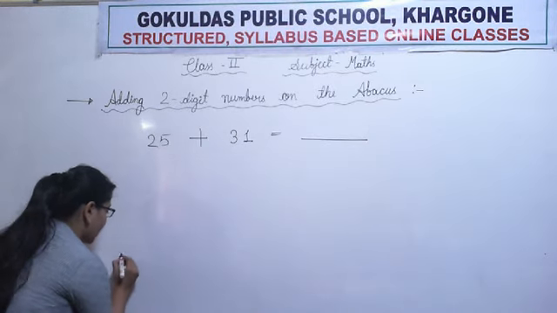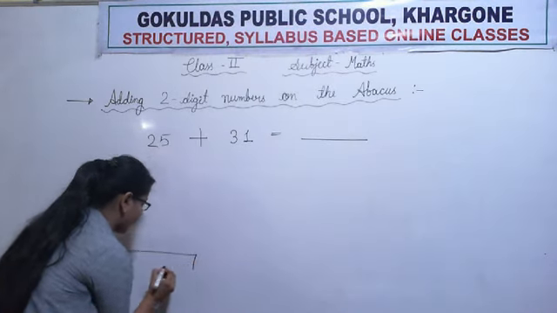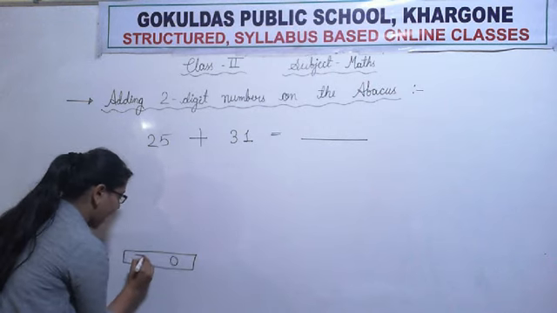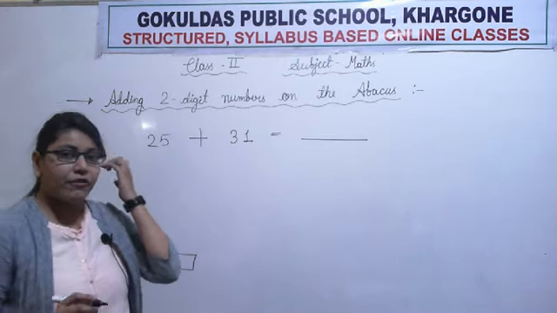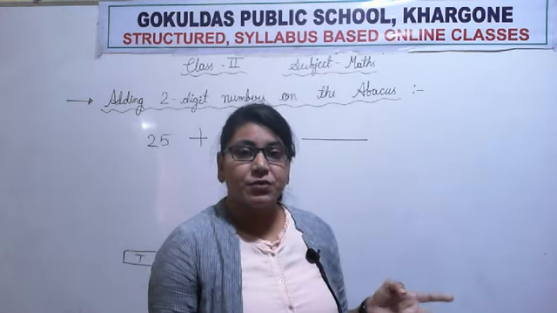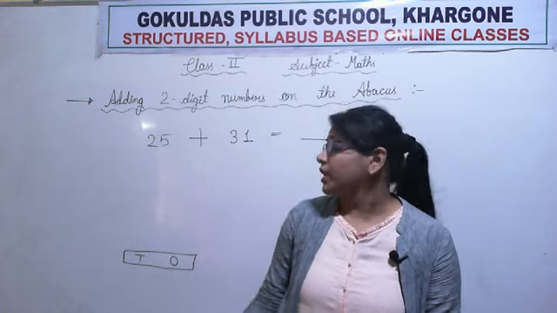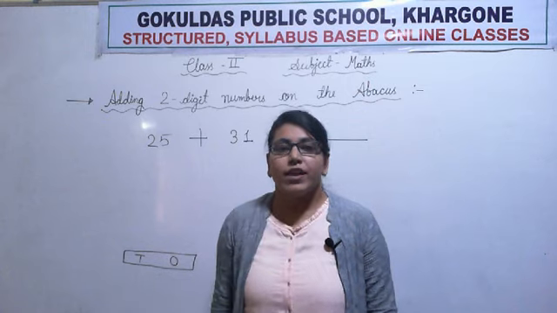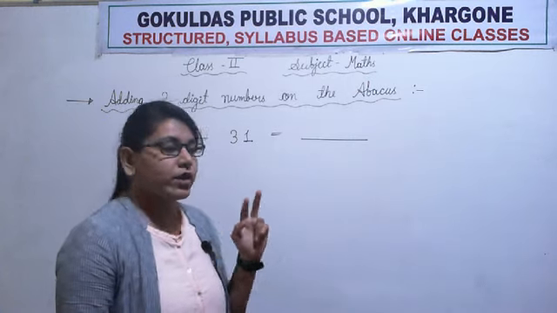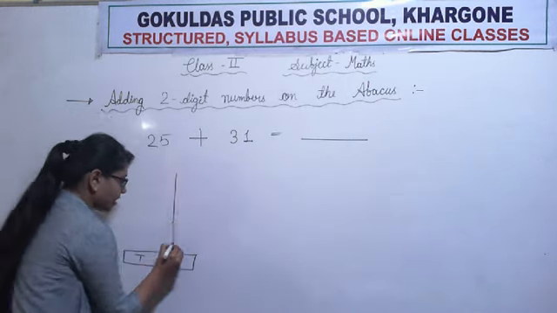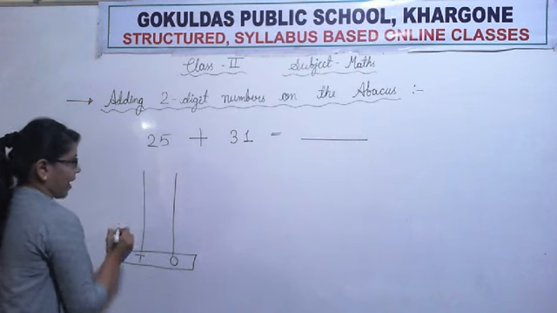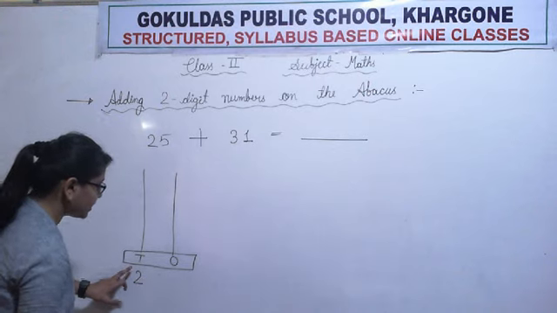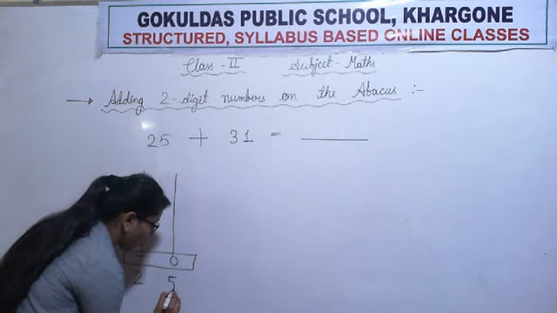First of all, we will make an abacus for this 25, with ones place and tens place. If a 3-digit number is there, how many spikes will we draw? We will draw 3 spikes. Since we have a 2-digit number here, we will make an abacus of 2 spikes, a 1 spike and a 10 spike. For 25, we will write 2 below tens and 5 below ones.